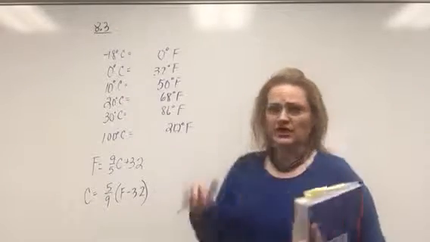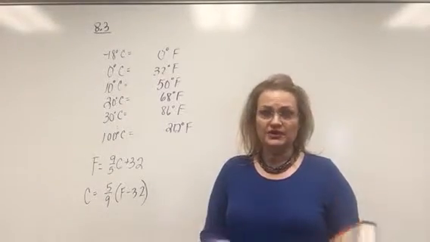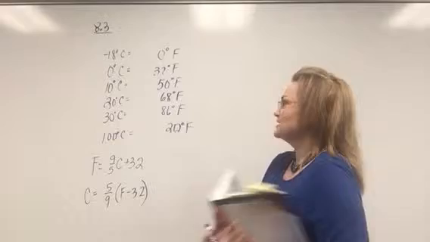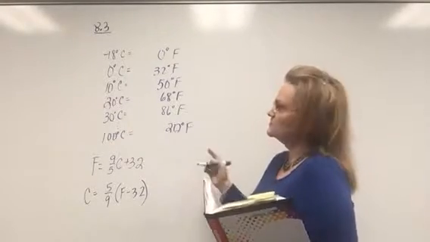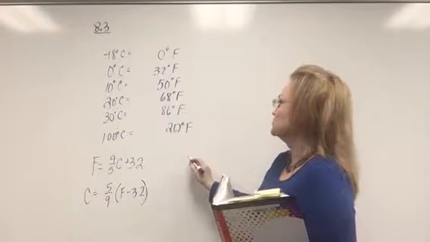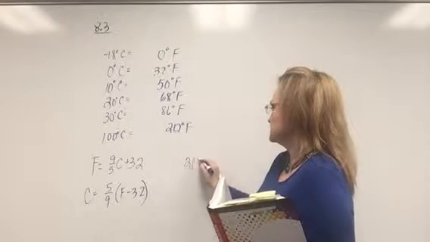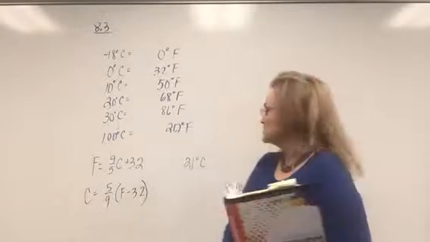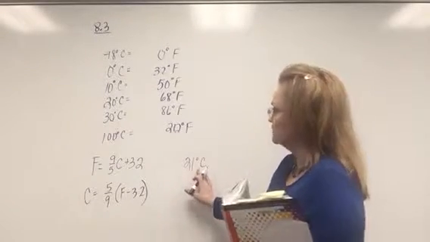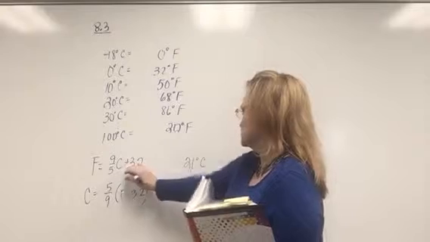Well, they don't always work out just perfectly. Sometimes we'll have a decimal. These were the nice ones. But let's say we wanted to know 25 degrees Celsius. Let's see how that one works out. Let's do 21 degrees Celsius. That one's not going to come out as perfectly. So whenever we plug in 21 for Celsius, we're going to use this formula.